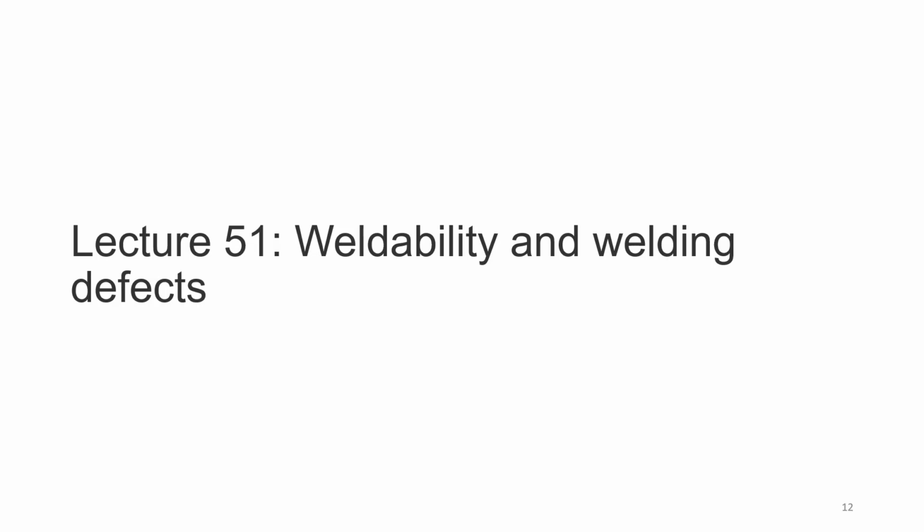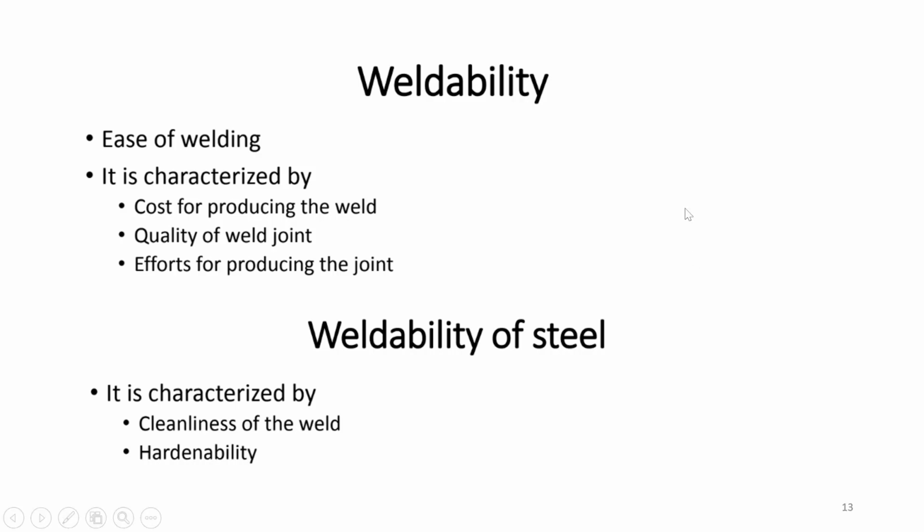Now we'll go through some lecture notes. So first lecture is weldability and welding defects. In case of weldability, it can be defined as the ease of welding. So how easily you can perform welding on a particular material without having any defects. If there are a lot of defects in the material, then it will be a material with less weldability. It is characterized by cost of producing the weld.